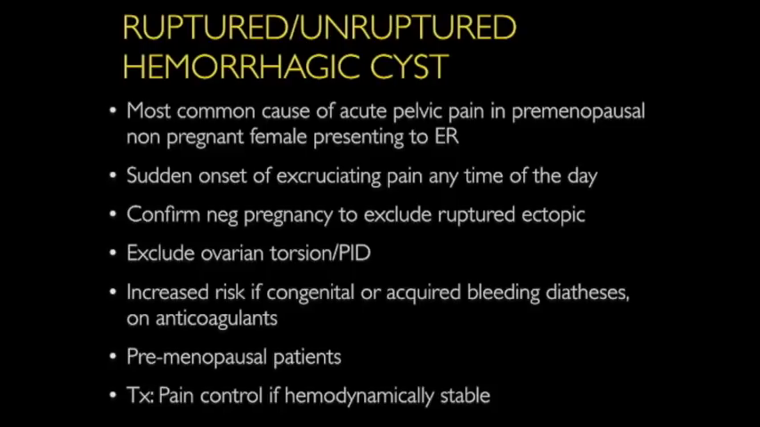Obviously, anytime you have those symptoms and clinical findings, you have to make sure there's a confirmed negative pregnancy test, and also exclude other etiologies such as ovarian torsion or pelvic inflammatory disease. Patients who might have some coagulation issues might be at higher risk of bleeding more, but essentially any normal patient can have a lot of hemorrhage from a hemorrhagic cyst. Almost all of them have to be premenopausal, because in order to have a hemorrhagic cyst, you have to ovulate.